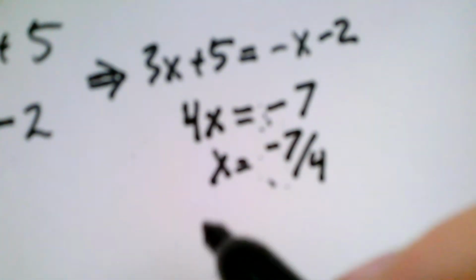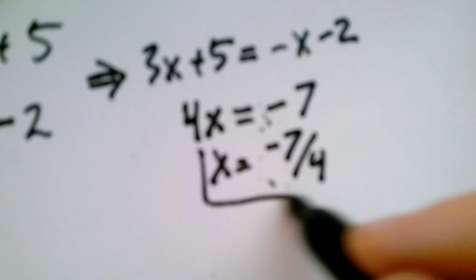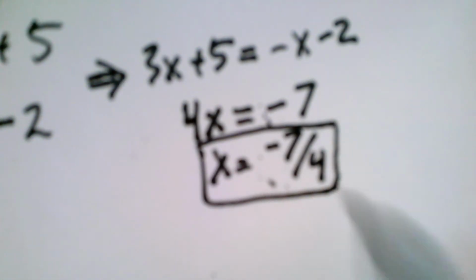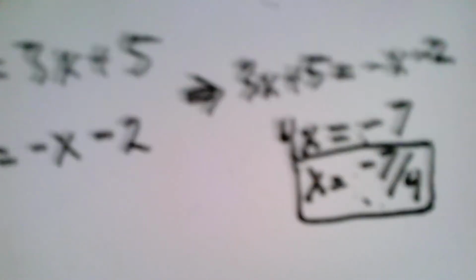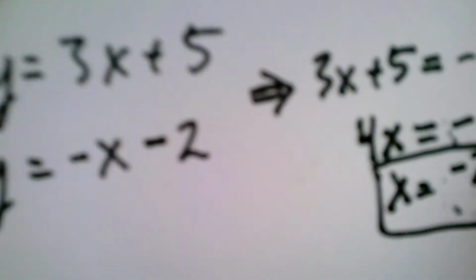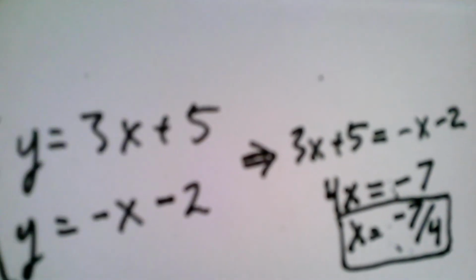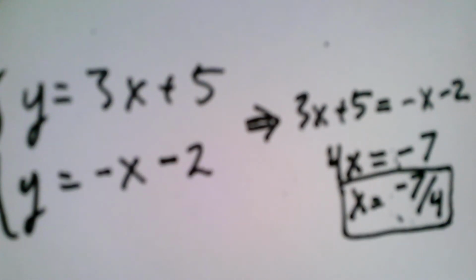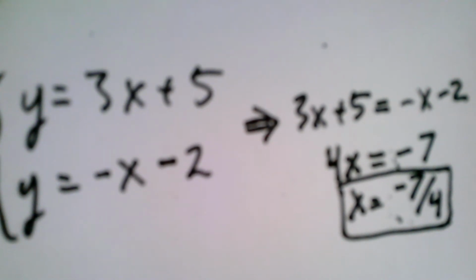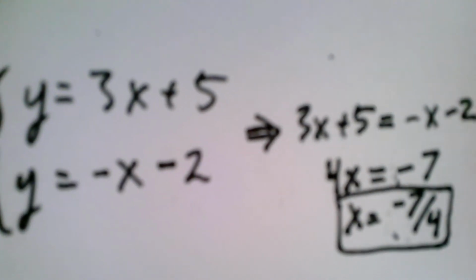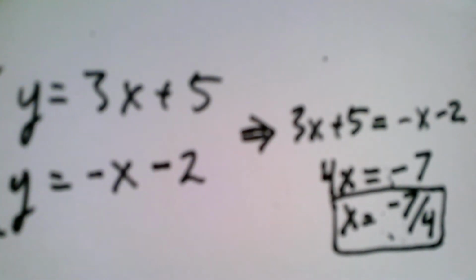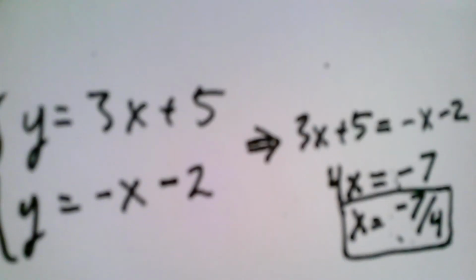So this, negative 7 over 4, is my x coordinate of the point where these two lines intersect. And now I want to figure out, well, if I plug in my x value to one of these lines, I should get out a point. And that point will be the point of intersection. I'll get out a y value, which will be the y coordinate of my point, and I can then use my x and y coordinates to determine the point where these two lines cross.